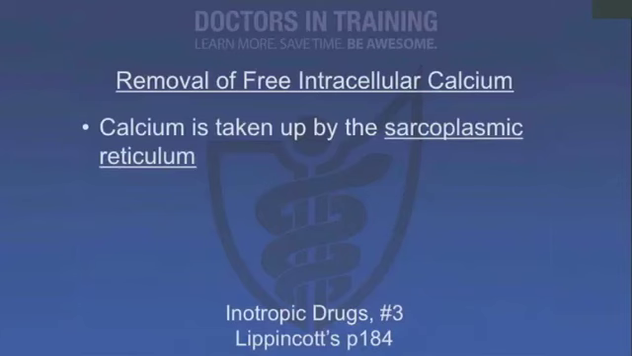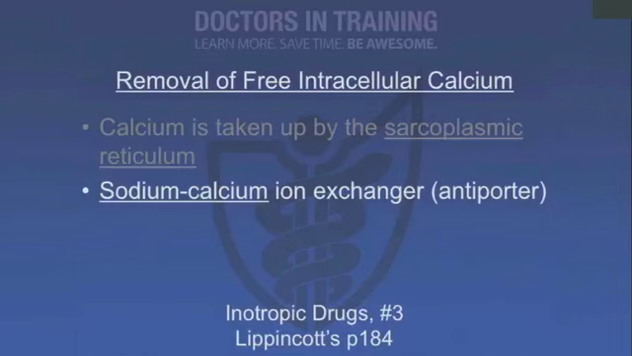The first, the simplest one, is that calcium is taken up by the sarcoplasmic reticulum. So the SR releases calcium into the cytosol, and then it takes it back up rather quickly. And it's stored for the next contraction. The other mechanism for removal of calcium involves the sodium-calcium exchanger, also known as the sodium-calcium antiporter.